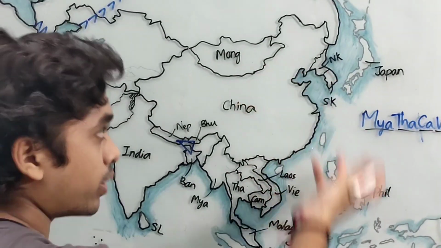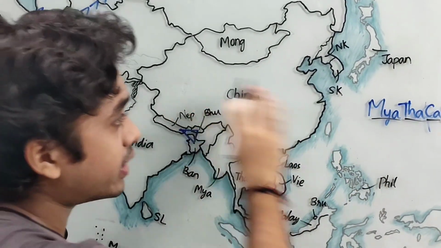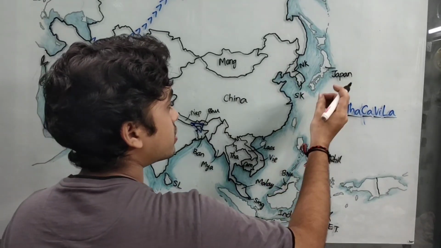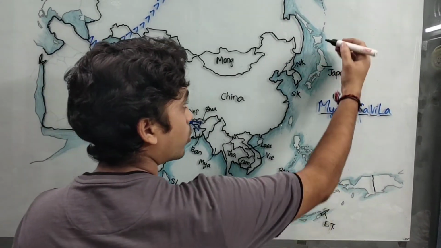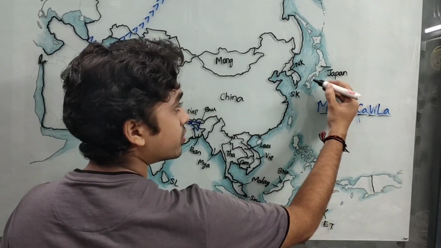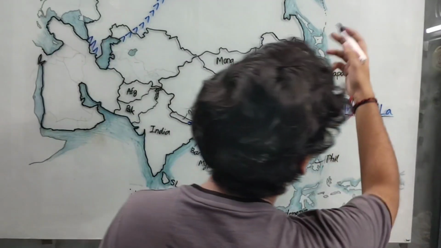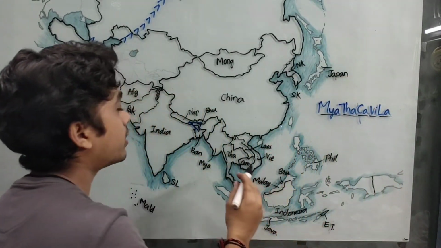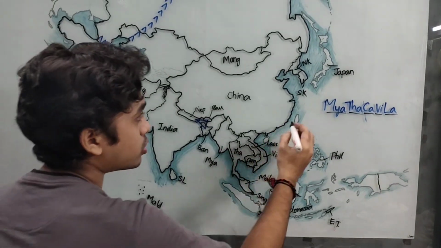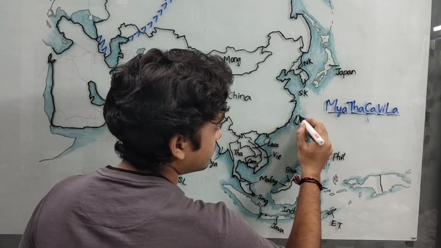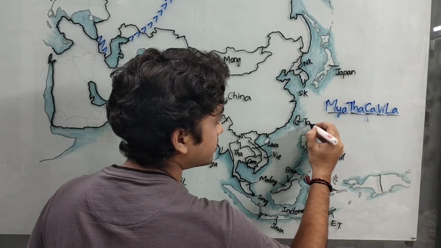Then we have the land of the rising sun, Japan. It is known as the land of the rising sun because it is situated to the east. The major islands in Japan are four. This is 1, 2, 3 and 4. This island which is there actually belongs to Russia and not Japan. We also have Taiwan here. This is Taiwan.